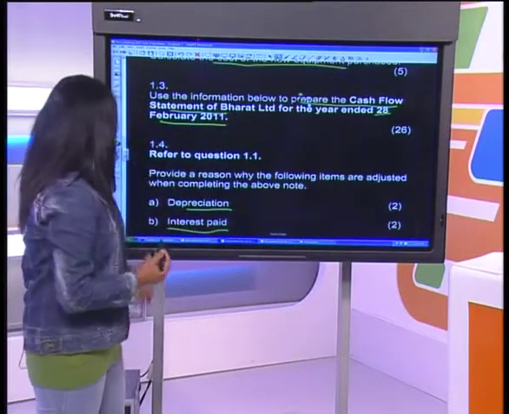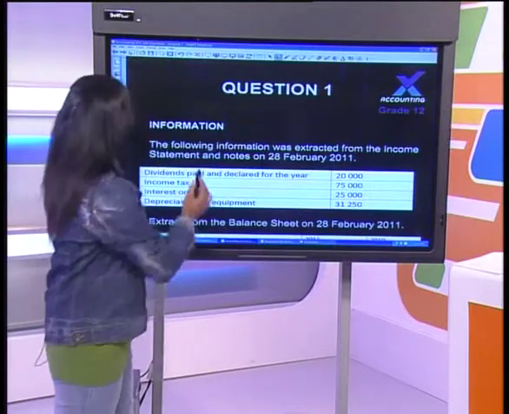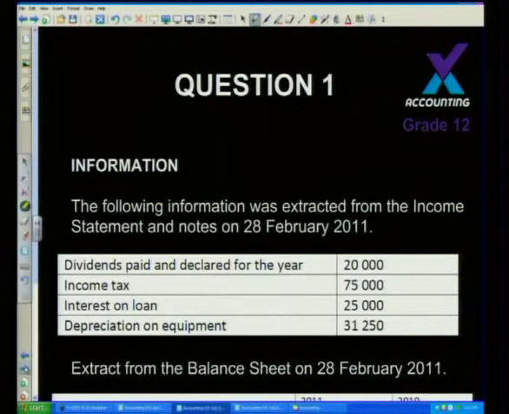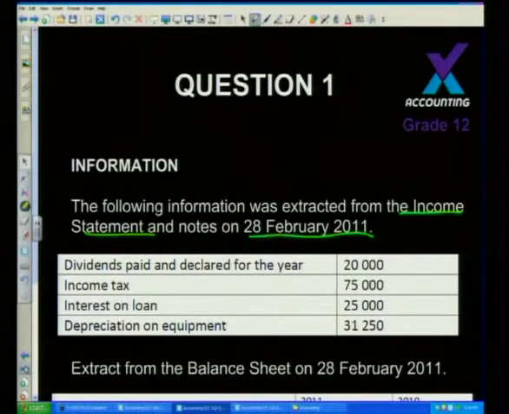Right, guys, let's look at the rest of the question, rather the information for the question itself. The following information was extracted from the income statement. So it's an extract of the income statement and notes on the 28th of Feb 2011. They're giving us from our income statement dividends paid and declared for the year, in other words, our ordinary share dividends for the year. Then we've got income tax, which is given to us, interest on loan given to us, and then depreciation on equipment, which is given to us.